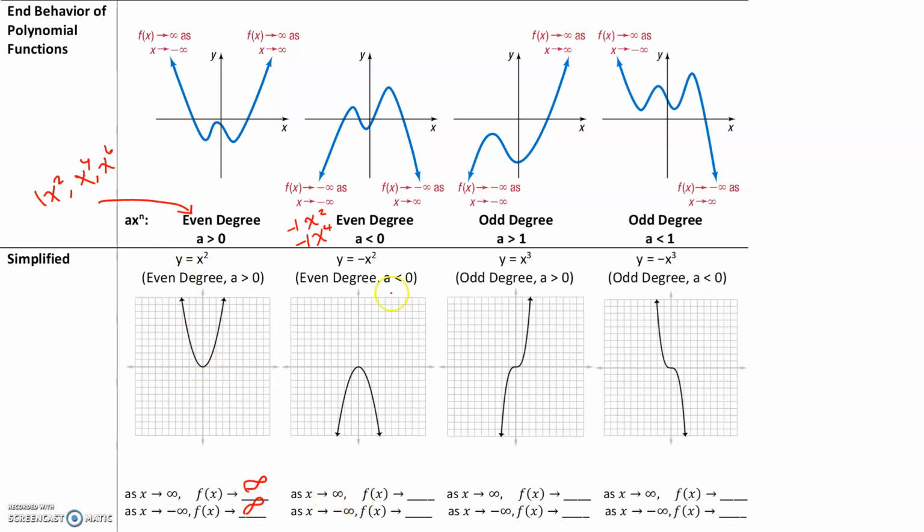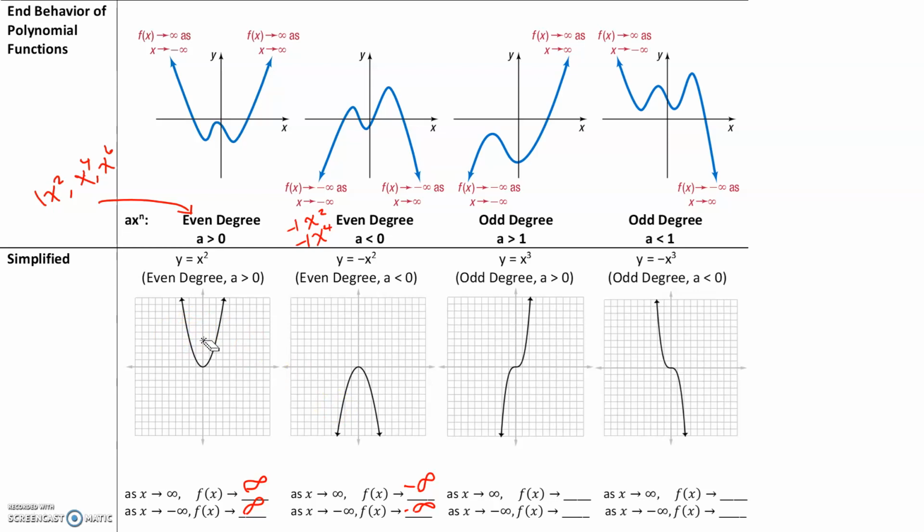However, if the a value, or the leading coefficient, is negative, then as x approaches infinity, the graph is going to approach negative infinity. So as x gets bigger and bigger, the graph is going to approach negative infinity. And as x gets smaller and smaller, the graph also is going to approach negative infinity. So anytime you think of an even function, think of the graph of x squared or negative x squared: x squared if it's a positive leading coefficient, negative x squared if it's a negative leading coefficient.